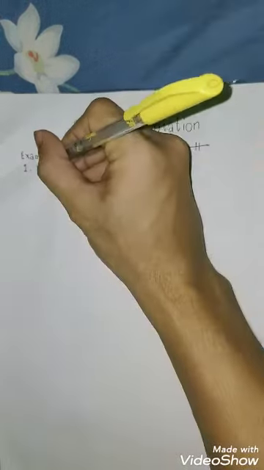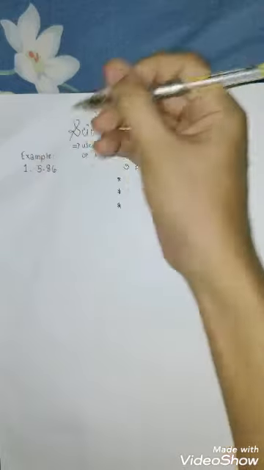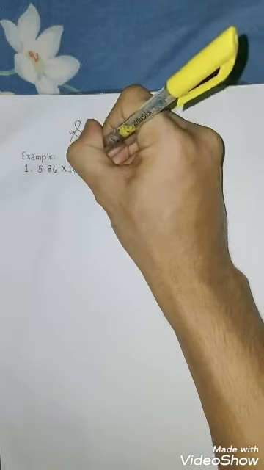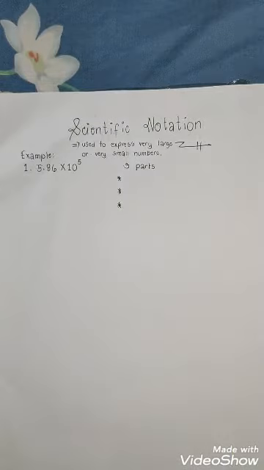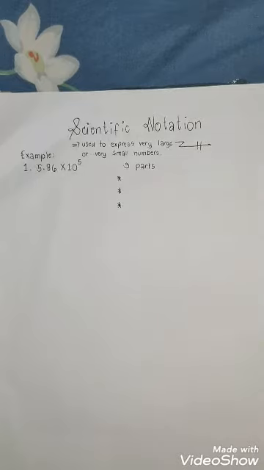Example, so we have 5.86 times 10 raised to 5. As you see, we have a decimal number, a base 10, and the exponent. So this is an example of scientific notation. Ano-ano ba yung parts ng scientific notation?